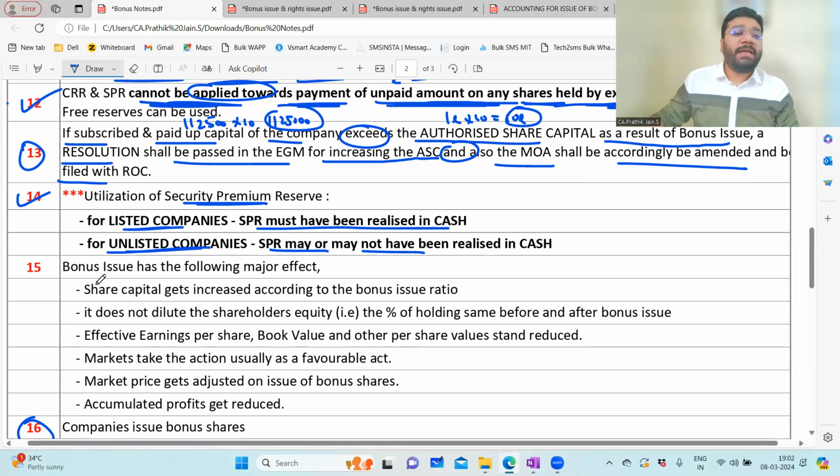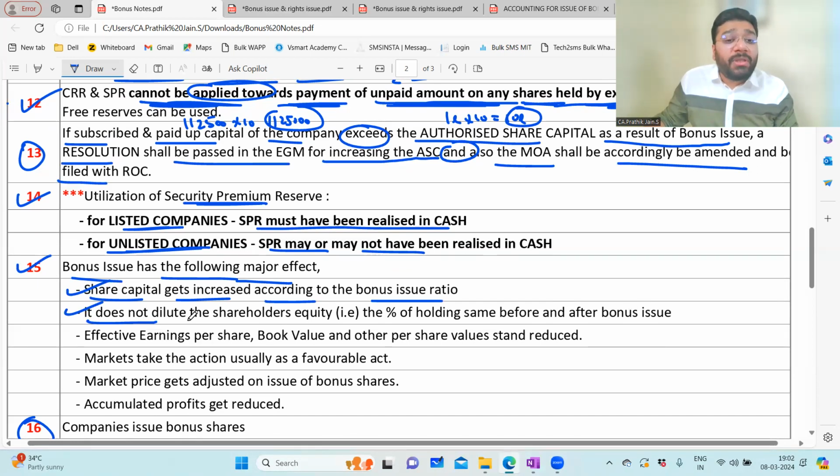So point number 14 is done. 15th, bonus issue has the following major effects. So what is the effect of bonus issue? Share capital gets increased according to the bonus issue ratio. Correct? First point, no doubt. Second point, it does not dilute the shareholders' equity. That is, the percentage of the holding is the same before and after bonus issue.